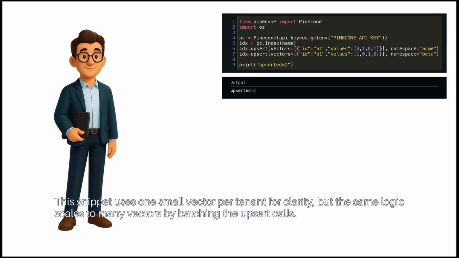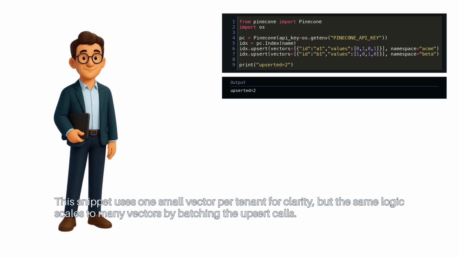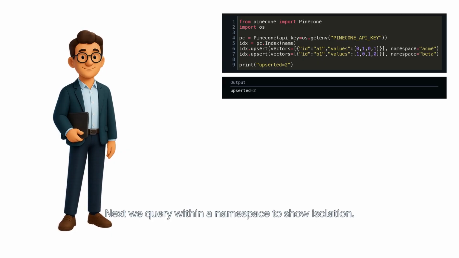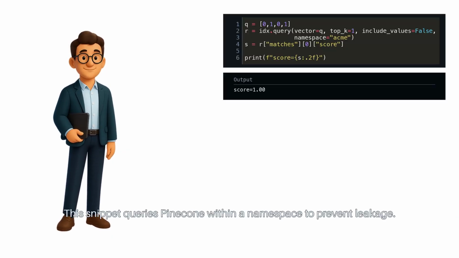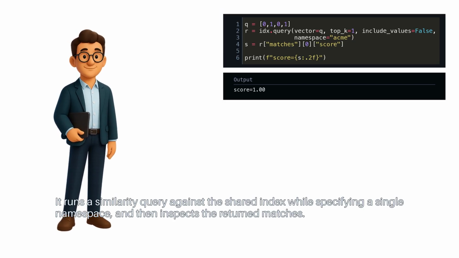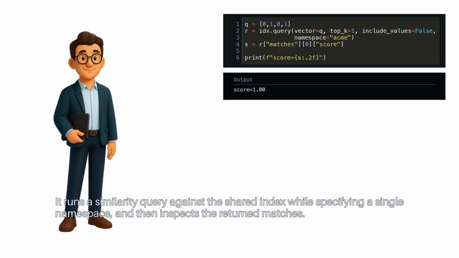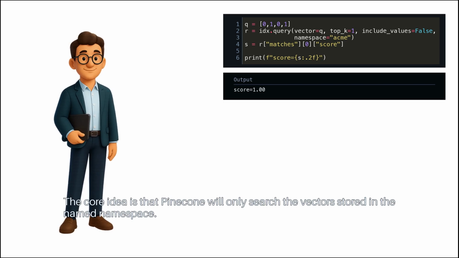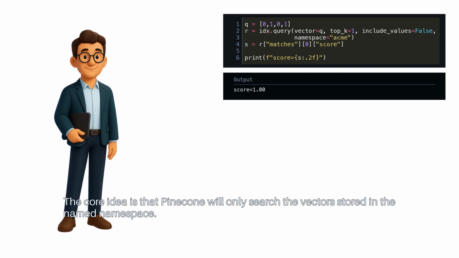This snippet uses one small vector per tenant for clarity, but the same logic scales to many vectors by batching the upsert calls. Next, we query within a namespace to show isolation. This snippet queries Pinecone within a namespace to prevent leakage. It runs a similarity query against the shared index while specifying a single namespace, and then inspects the returned matches. The core idea is that Pinecone will only search the vectors stored in the named namespace.